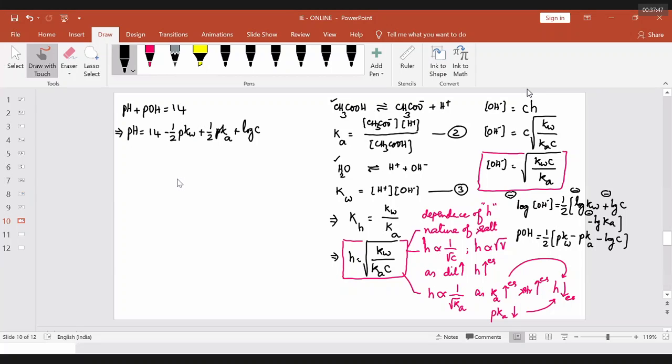Some people say, sir, don't open it as a whole because a beautiful, meaningful equation comes here. If you don't open the whole equation, this is fine, correct. But if you don't open it completely, see what happens. 14 minus half pKw, right? Minus, keep it inside. Now we have taken this minus half and this is minus. What is left out here in this case? pKa half. I should take here again one more time half.